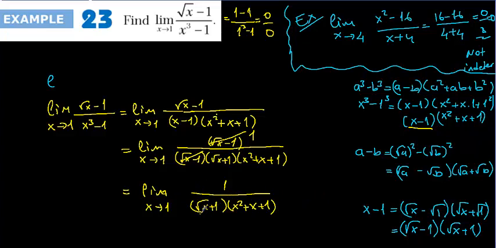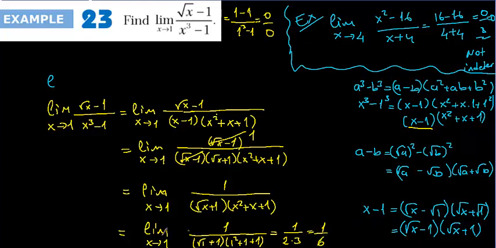Then this part, you can replace the value now, because we don't have indeterminate form at this part. It's going to be equal to 1 over root of 1 plus 1 times 1 squared plus 1 plus 1, that's equal to 1 over 2 times 3. Here root of 1 plus 1 is 2, and 1 squared plus 1 plus 1 is 3. Then the answer is going to be equal to 1 over 6 for this question.